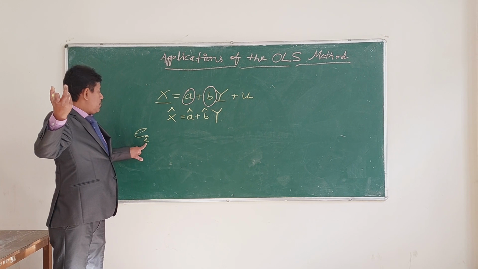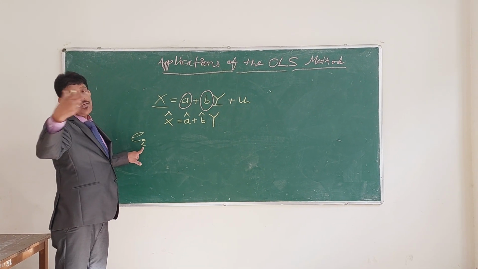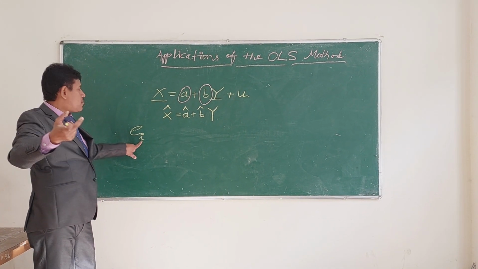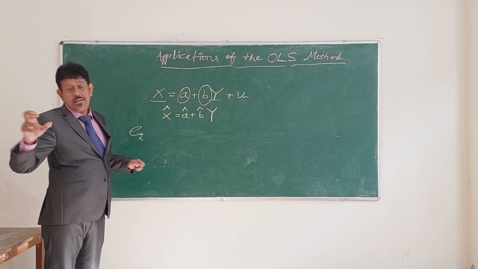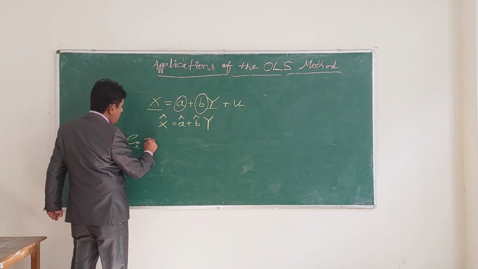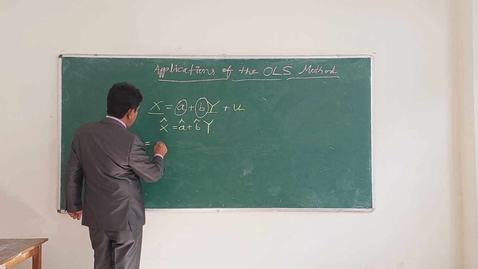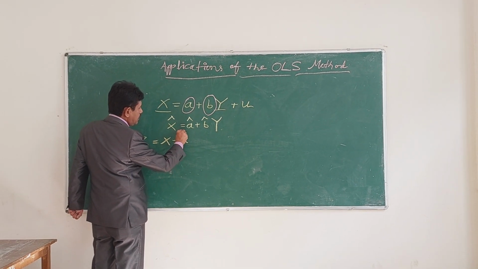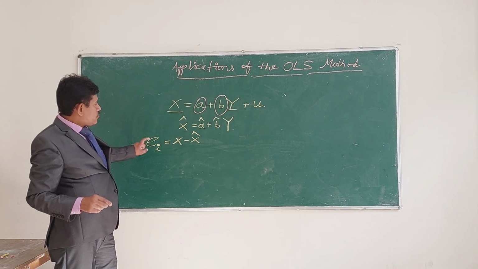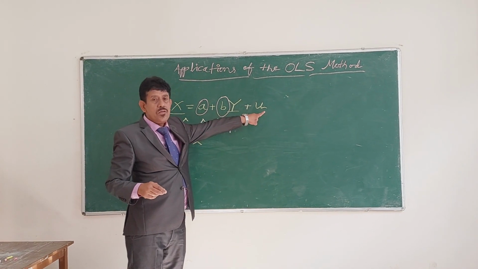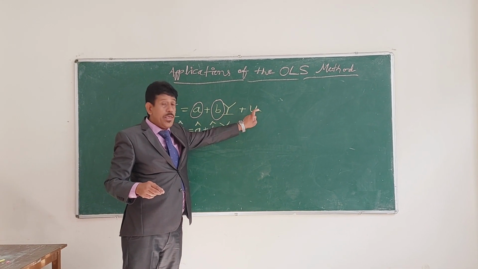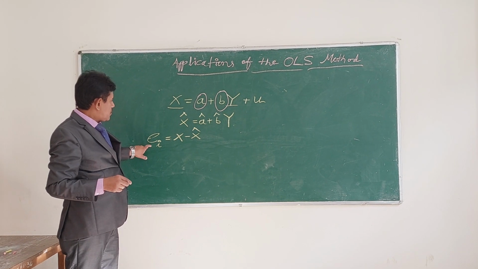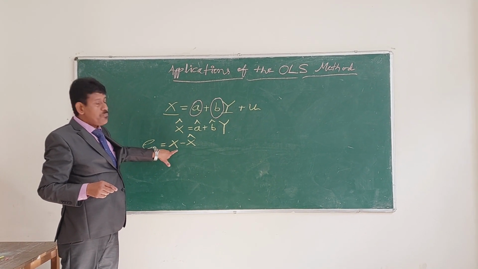If there are 20 combinations, I will be 20. If there are 15 combinations, I will be 50. Like this. So EI will be x minus x cap. Actually EI is nothing but it is analogous to U in the mathematical version. EI is x minus x cap.